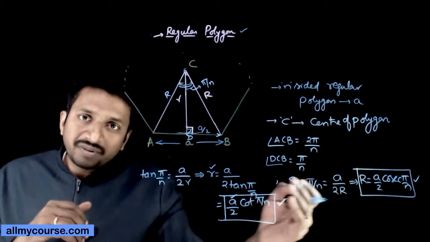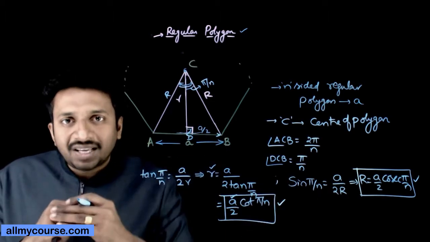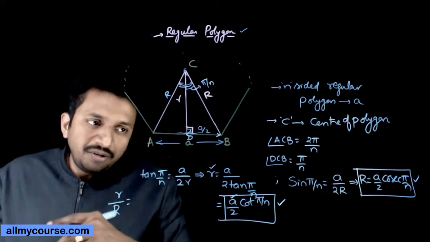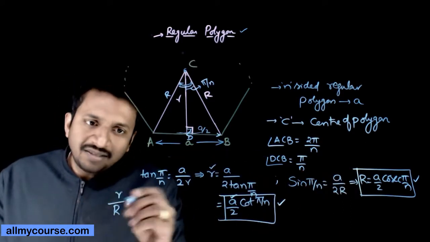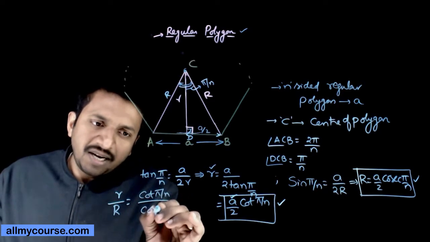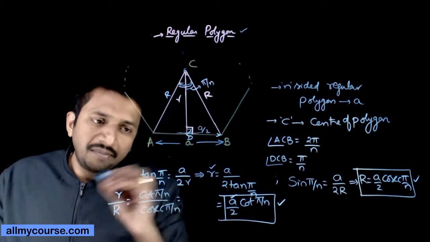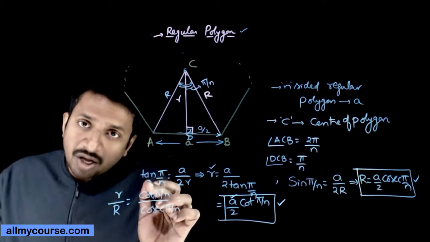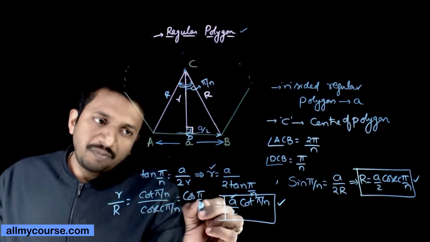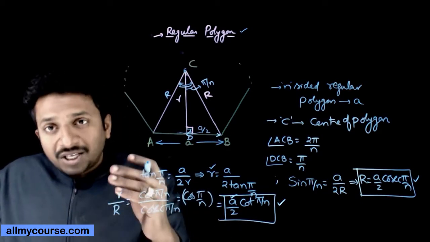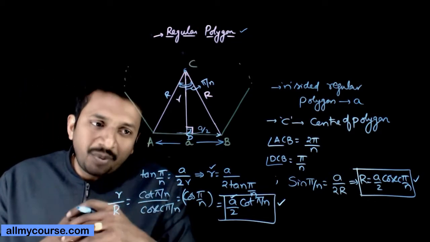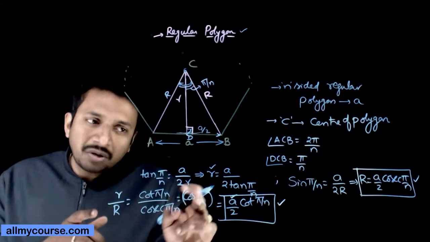So the ratio of the inradius to the circumradius. If you want the ratio of small r by capital R, it is equal to, this A by 2 and A by 2 get cancelled, cot pi by n by cosecant pi by n. That is equal to, effectively this is cos by sine, this is 1 by sine. Sine and sine get cancelled, and it is equal to cos pi by n.